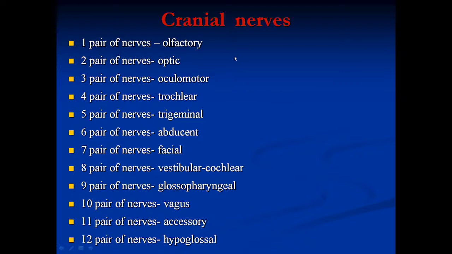We have 12 pairs of cranial nerves. So, the first pair olfactory, second pair optic nerve, third pair oculomotor, next trochlear, trigeminal, sixth pair abducens nerve, seventh facial, next vestibular-cochlear, then glossopharyngeal, tenth pair vagus, eleventh pair accessory, and twelfth pair hypoglossal nerve. So we have 12 pairs of cranial nerves.